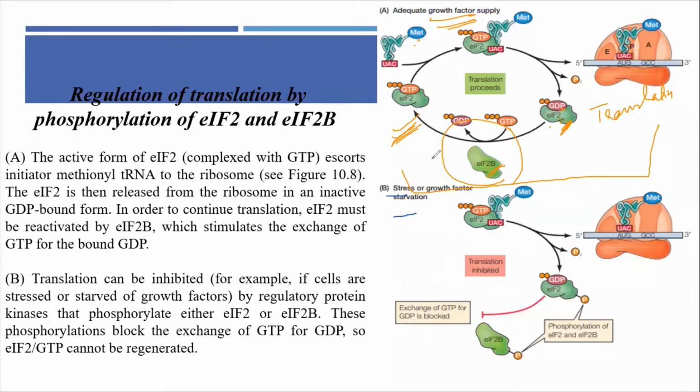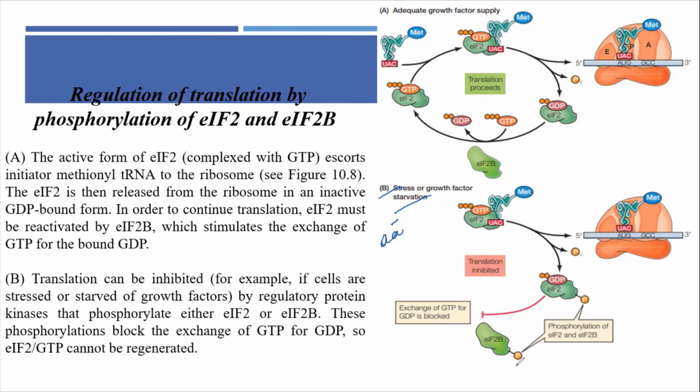Now coming to the second case, when there is a stress and growth factor starvation. So what will happen in this case? We know that there are no amino acids available, so there are no new tRNAs with amino acids, right? So what will happen that time? These regulatory proteins will get phosphorylated and hence they won't be able to carry out their function. Did you get it?